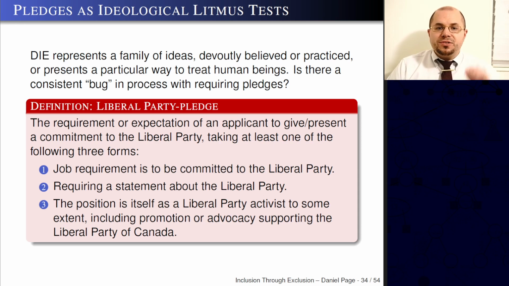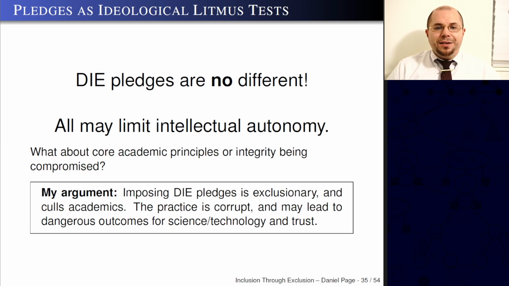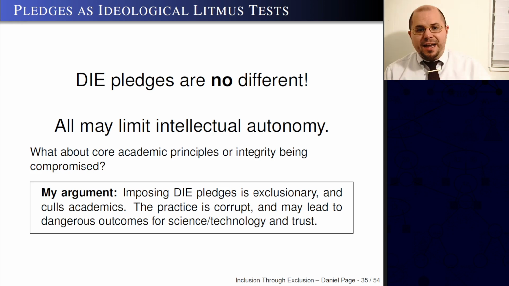But there's a bug with all of these, including the DEI pledge. They're not any different. They all limit some form of intellectual autonomy of the applicant and ultimately expose them on non-academic grounds. What about core academic principles and integrity being compromised? So here's my argument. Imposing DEI pledges is exclusionary and culls academics. The practice is corrupt, and it may lead to dangerous outcomes for science and technology and general public trust in science itself. Now you might ask, Dan, why would that be the case?